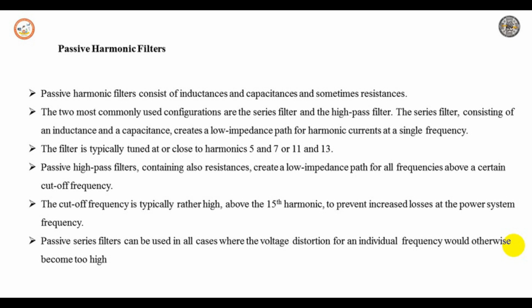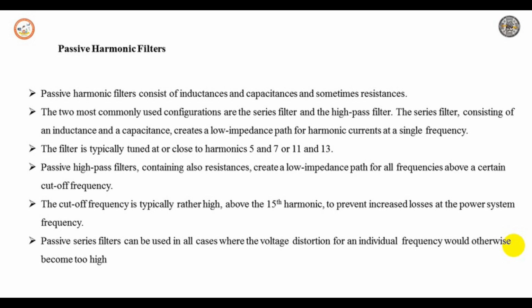To prevent an increase in the losses at the power system frequency, the passive series filters can be used in all the cases where the voltage distortion for an individual frequency otherwise becomes too high. So this is most likely not due to emission from the distributed generation, but more likely due to harmonic resonance or a weakening of the transmission grid. Passive high pass filters would be a possible solution to high frequency distortion.